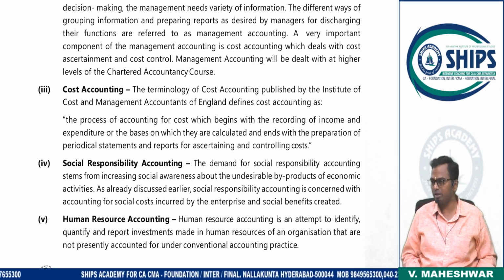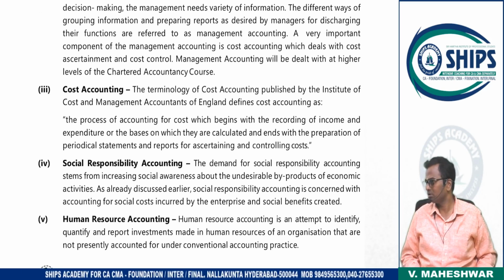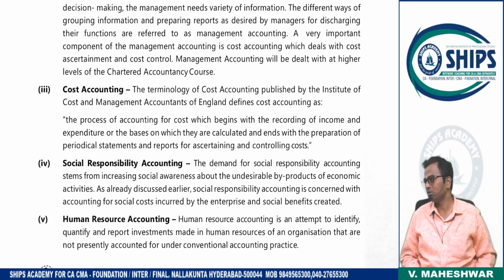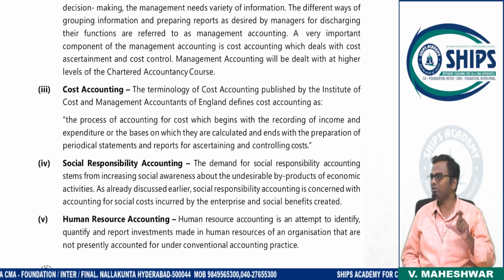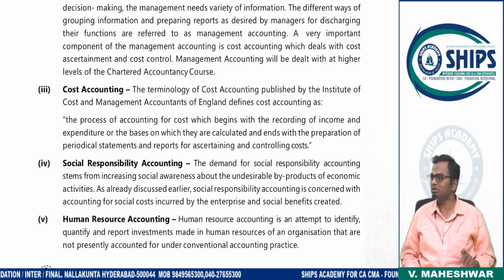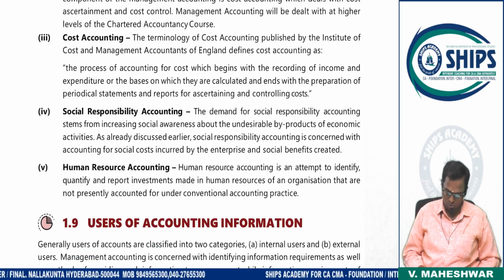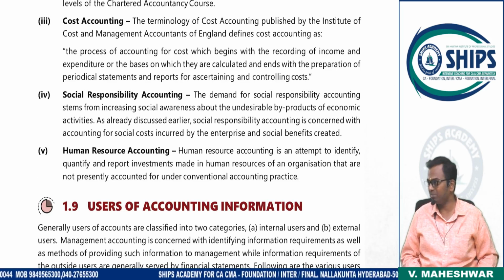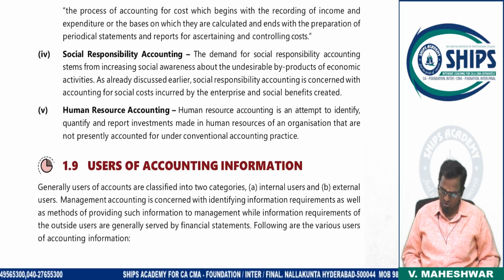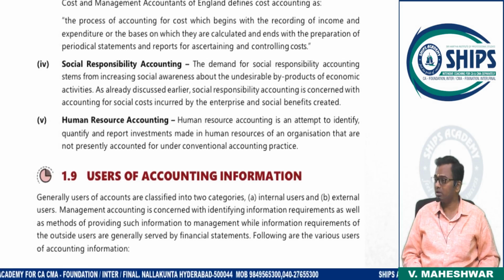Third one, cost accounting, it looks after the inventories. We know the meaning of inventories, stock, and what expenses have been incurred for a particular product. Cost accounting will give a complete clarification of the product, its cost price. Then social responsibility accounting, it shows the demand for the product, what the companies have prepared. And human resources accounting is an attempt to identify the quantity and report investment made in human resources of an organization that are not presently accounted for under conventional accounting practice.